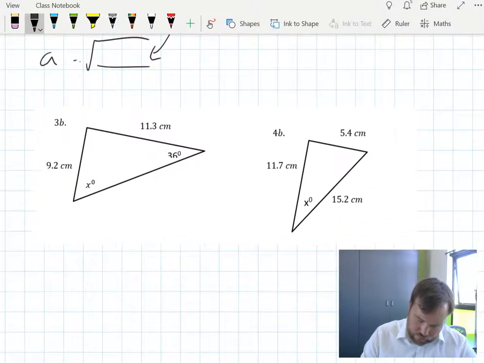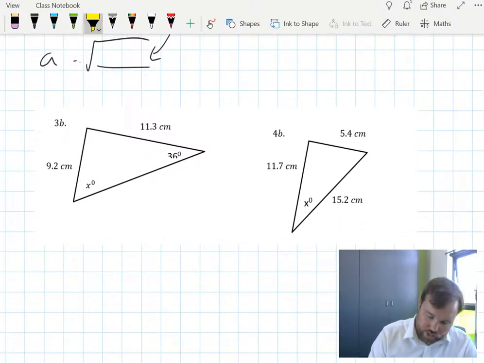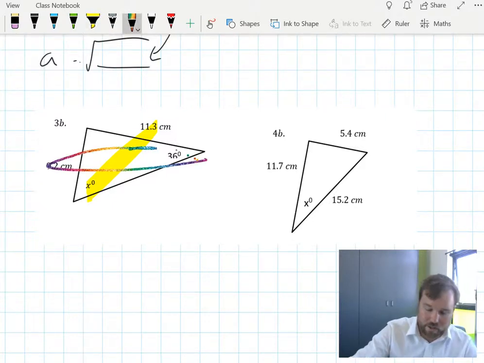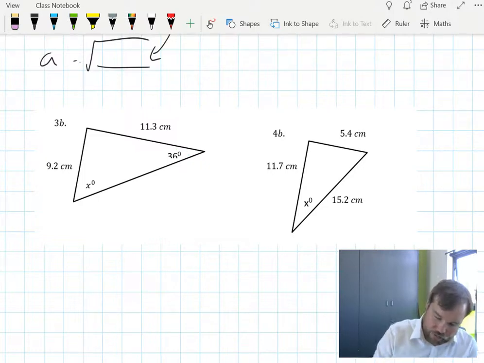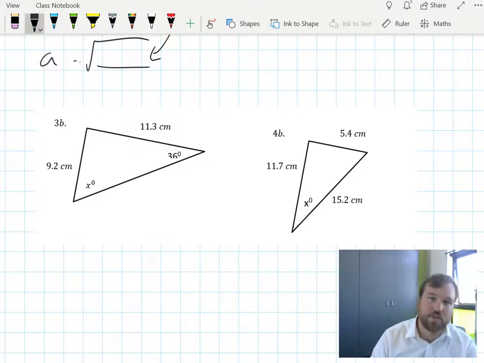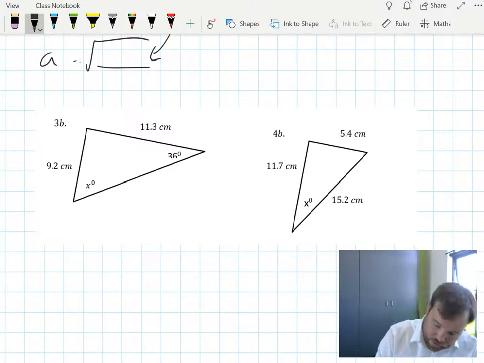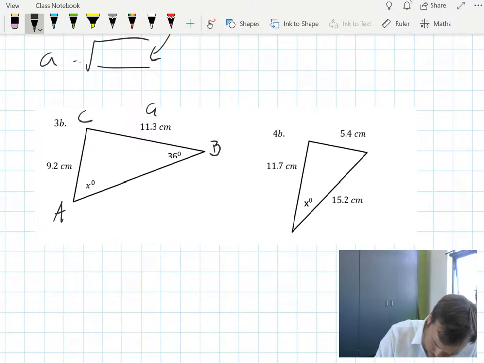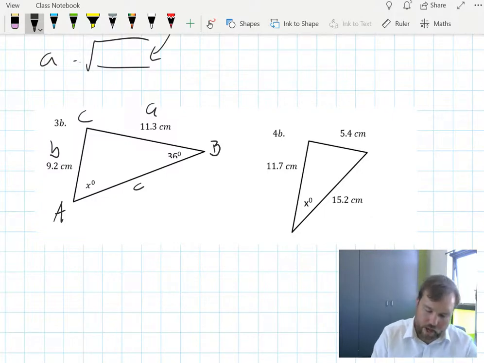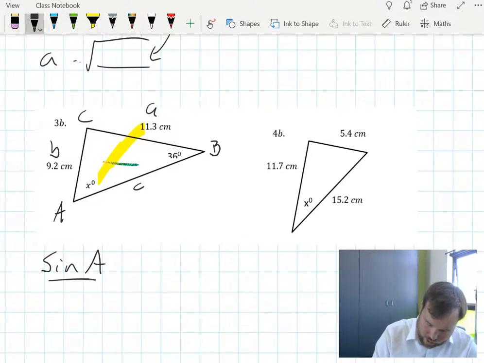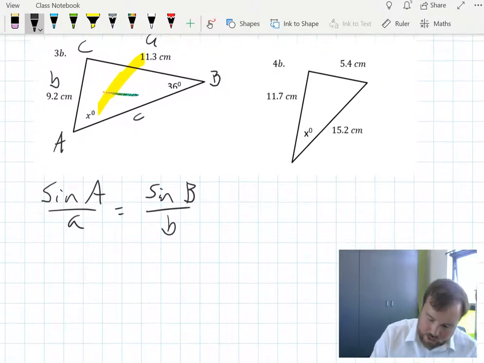Alright, two more examples. Here, sine or cosine? Well, let's try and set up the pairs. We have a pair here and a pair here. Fantastic. We have pairs, so we're using a version of the sine rule. And because we're hunting an angle, we're going to use the version of the sine rule with the sine values on top. So we'll have A, B, C, A, B, C, and we have the A pair and the B pair. So the version of the sine rule we're going to use is sine A on a equals sine B on b. And now substitute in.